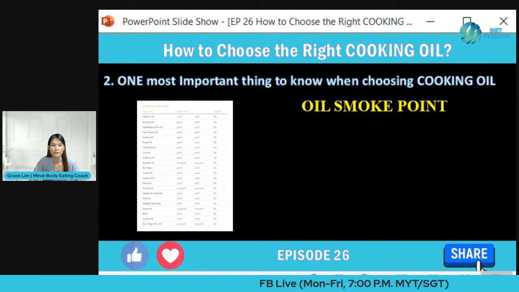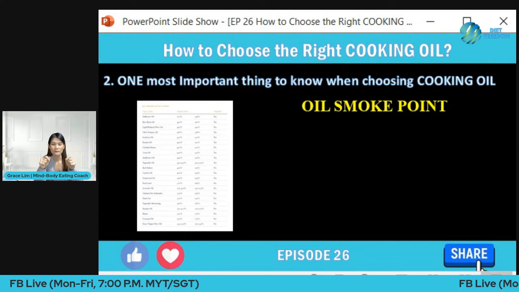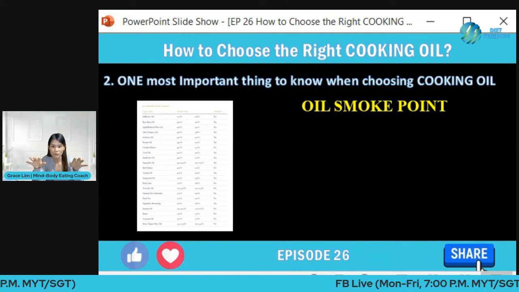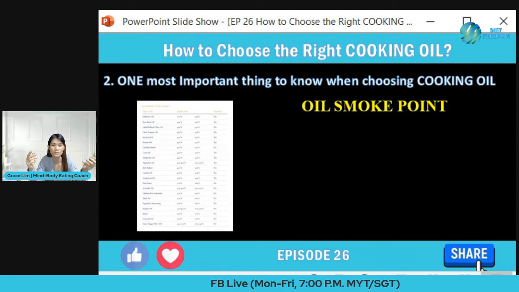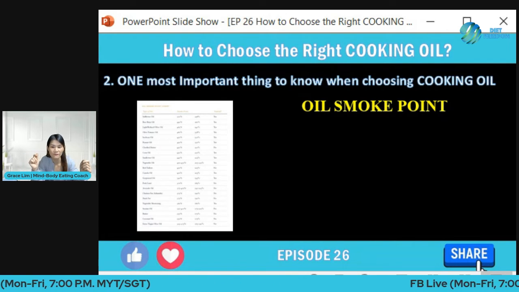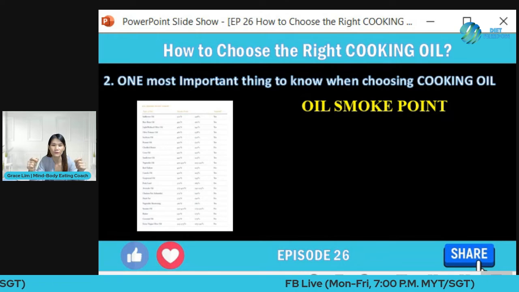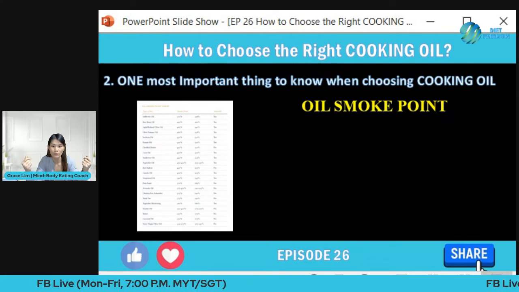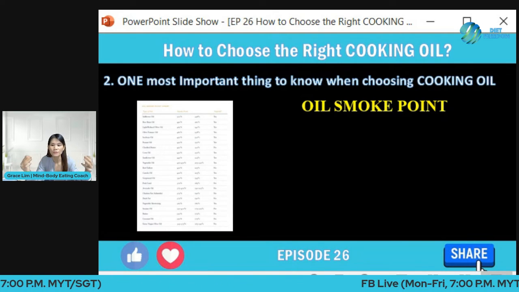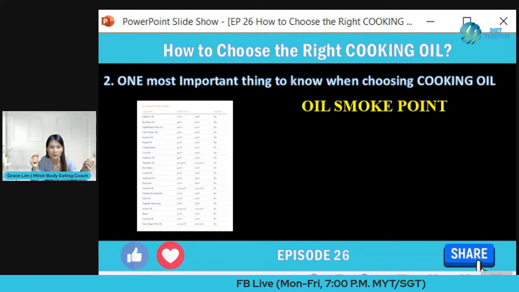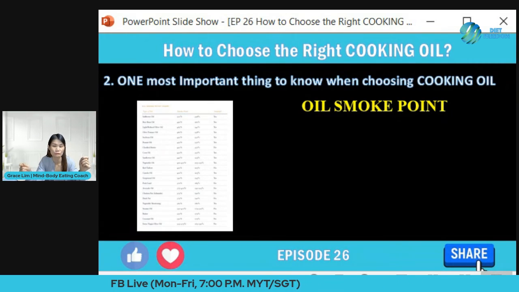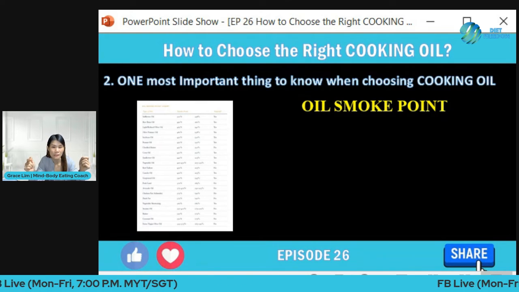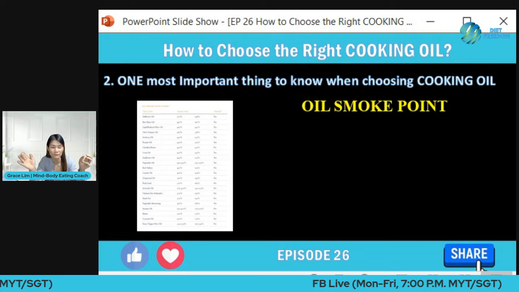Typically, however, smoking is a sign that your oil is breaking down. When the oil is breaking down, it can release chemicals that give the food an undesirable burnt or sometimes bitter flavor, as well as some free radicals that could potentially harm our body. So before using any oil, make sure that the smoke point of the oil can handle the cooking method that you plan to use. The cooking methods we discussed earlier are just some of them.